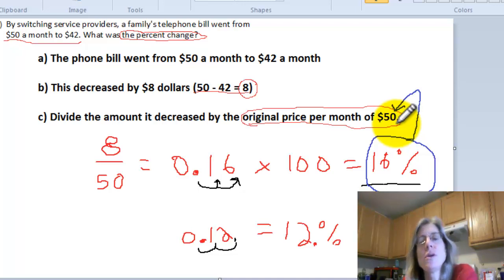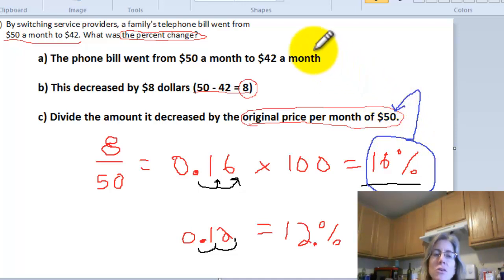If you were to say 25% of the people in the room, that's only a quarter of the people. That's part of the people in the room. So percents are fractions. They're parts of wholes. And this 16% is a part of that original price. So when you're doing a problem that asks you for percent change, they want the percent that the original amount changed.